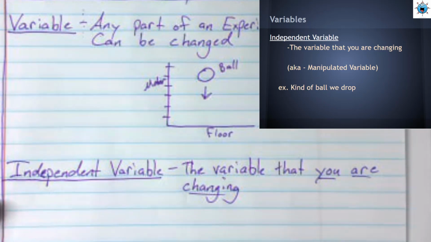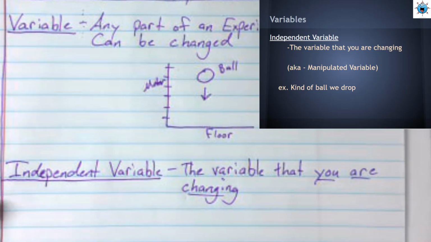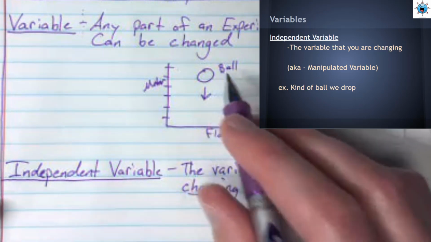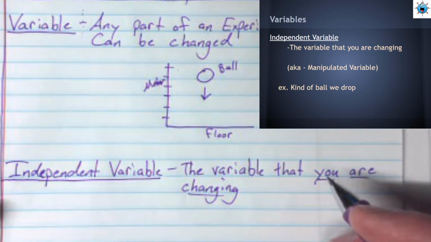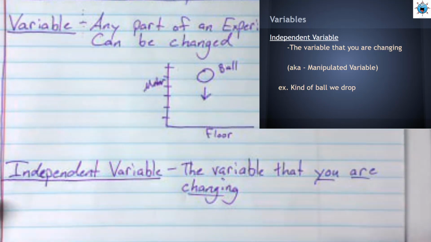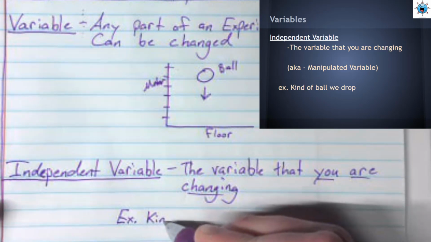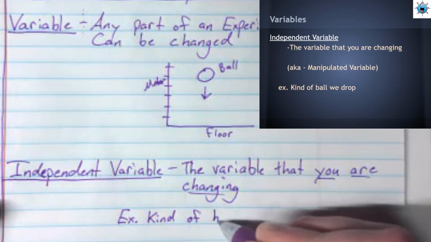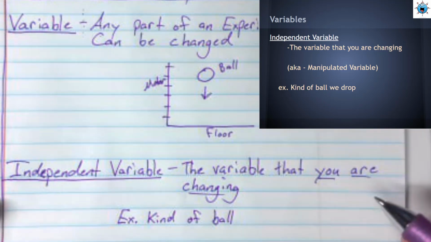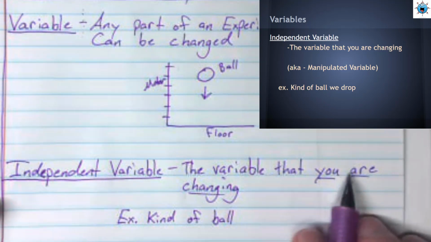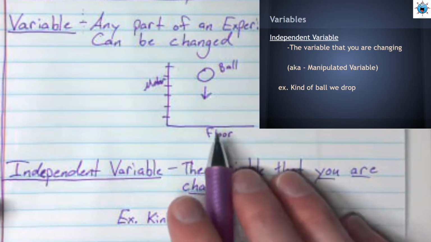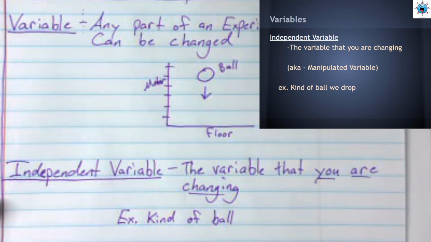It's also known as the manipulated variable. That's kind of complicated. But in this example, or the one that we're actually going to do for the lab, is the kind of ball. Because if I drop a tennis ball versus a baseball, now I am changing those two things on purpose. Everything else stays the same, like the floor and the meter stick and the fact that we're on Earth. Those things are all the same. But the kind of ball is what I'm changing on purpose. So that's an independent variable.